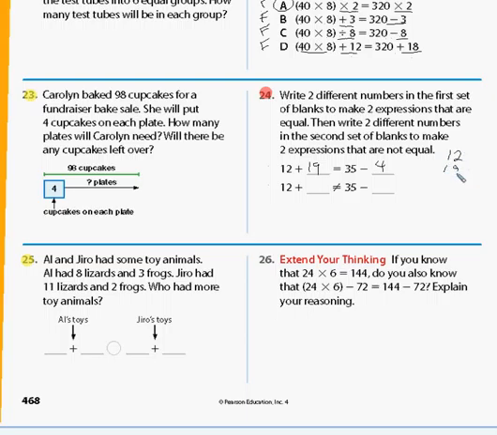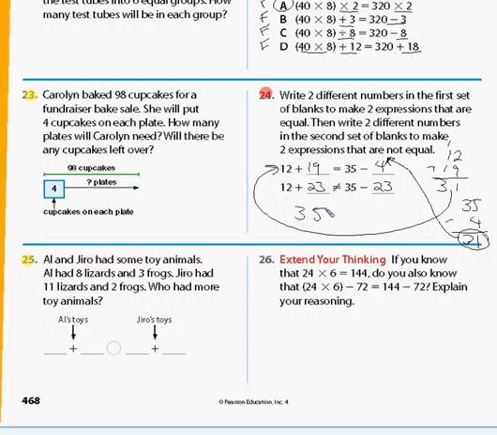12 plus 19 is 31. So this side is going to equal 31. And then 35 minus 4 is 31. So these are equal. On this one right here, I'm just going to add 23 and subtract 23. I know 12 plus 23 is going to equal 35. And then I've already got 35. Since I'm taking something away from it, I know it's not going to be equal.